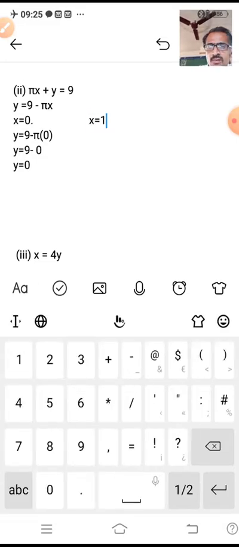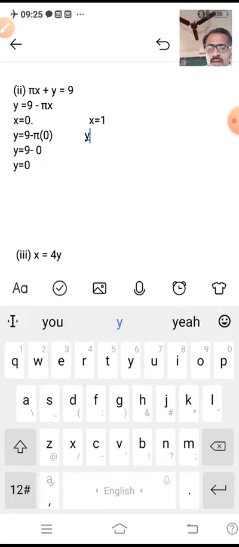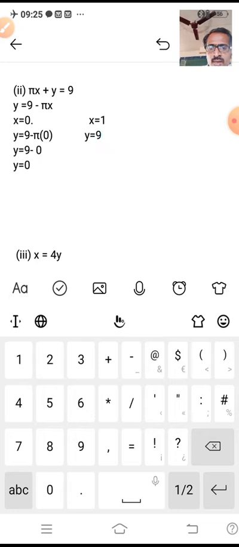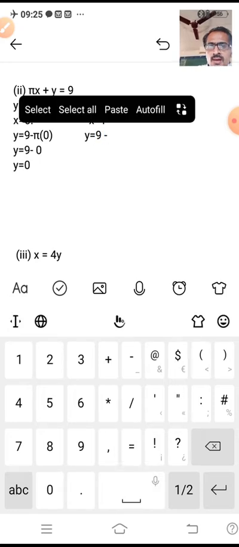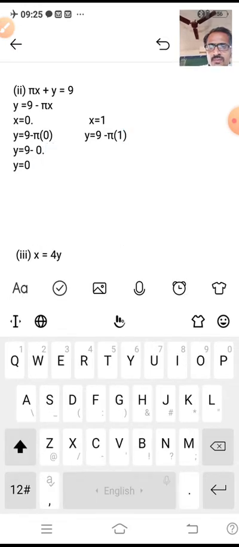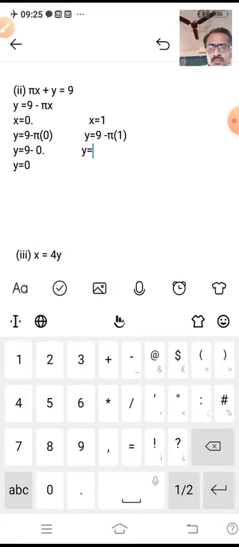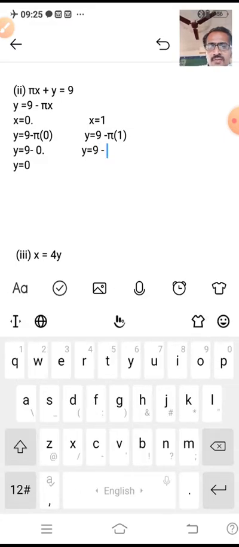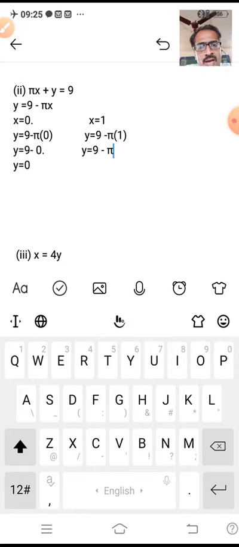If I take x equals 1, then we'll have y equals 9 minus, instead of x what we are going to write, 1. So now it will be y equals 9 minus pi into 1, which will be pi itself, right? Now we cannot subtract pi from 9, so that is our solution. y is 9 minus pi.